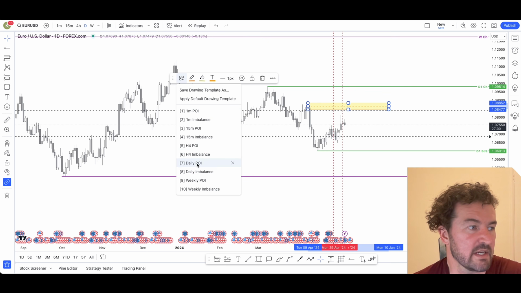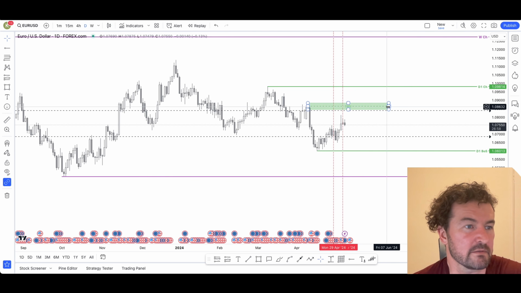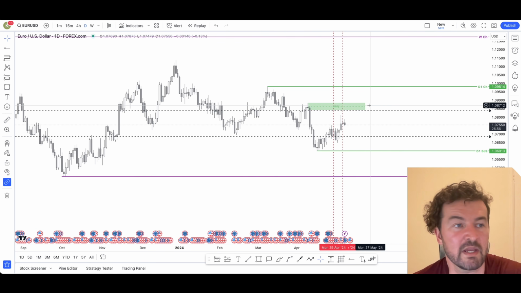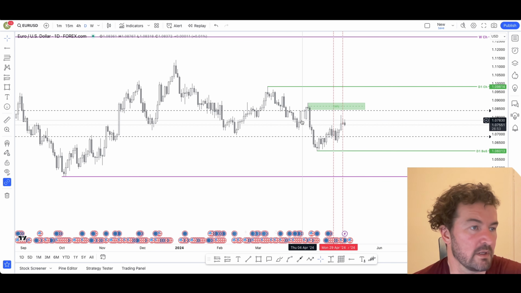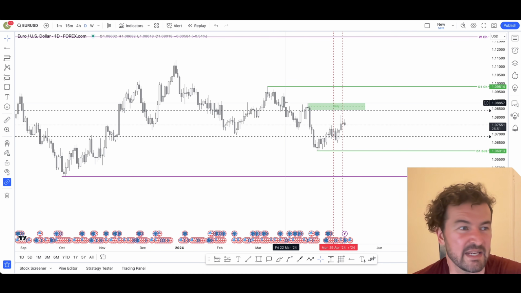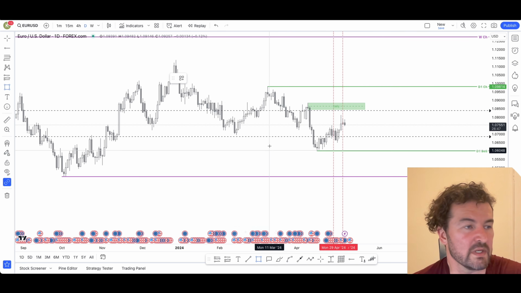That one is unmitigated, so daily POI goes on there. So we might be heading towards that before we press back down. This has mitigated here. That is a big zone. We did identify that on our weekly call in FTR.